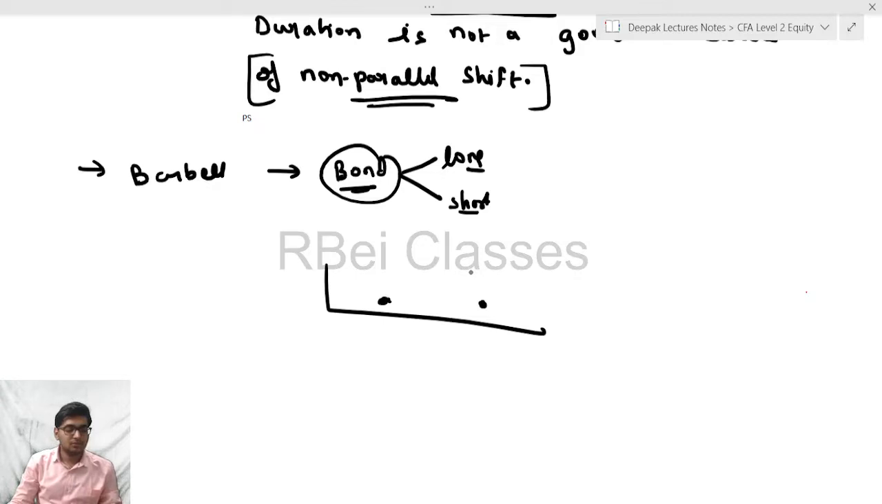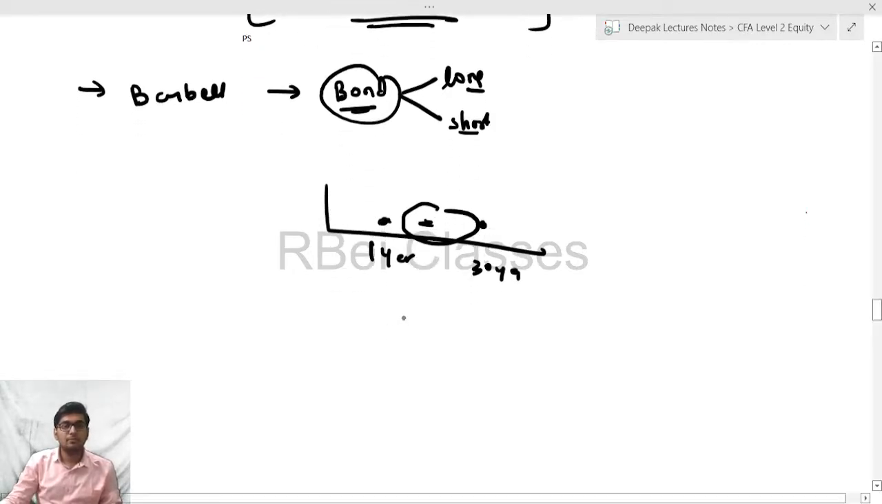Thus foregoing any intermediate term bond, means I am not thinking about the intermediate, means I am focusing on the 1 year bond and I am focusing on the 30-year bond. In between I do not have any type of focus. Clear? This is a barbell portfolio of bonds. If I talk about the bullet, what is there in the bullet portfolio?